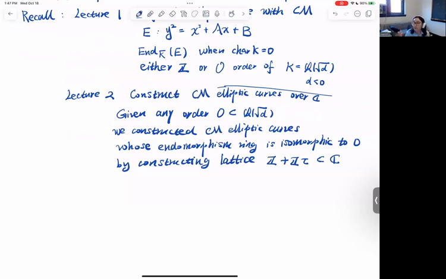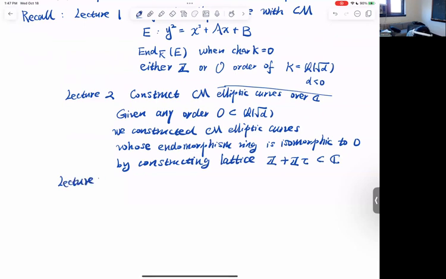Moreover, from lecture 2, we deduced that for any order O, there are finitely many isomorphism classes of curves whose endomorphism ring is isomorphic to O. And in lecture 3, we used this fact to show that CM curves are algebraic. So even though we constructed them defined over the complex numbers C, they always admit a model defined over a number field. And for that number field, we can also very explicitly bound the degree. So that is what we did in lecture 3.